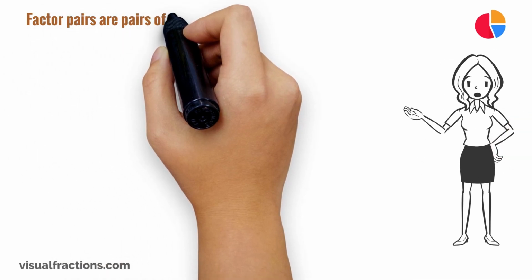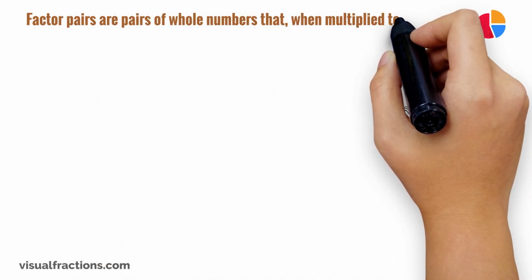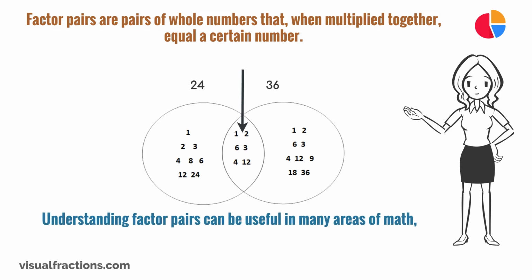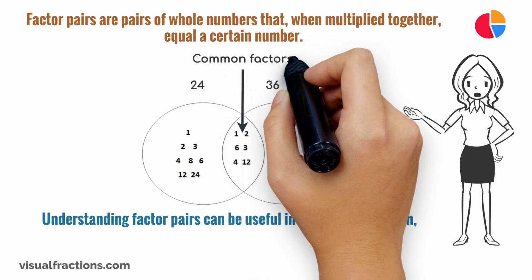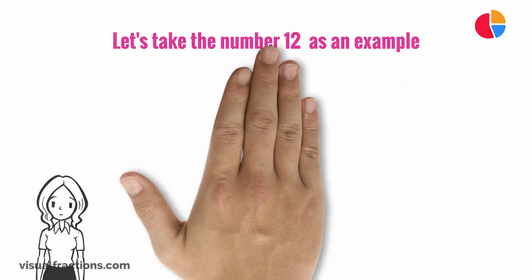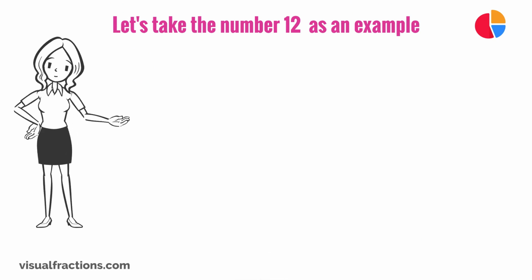Factor pairs are pairs of whole numbers that, when multiplied together, equal a certain number. Understanding factor pairs can be useful in many areas of math, such as finding common factors, simplifying fractions, and factoring numbers. Let's take the number 12 as an example.